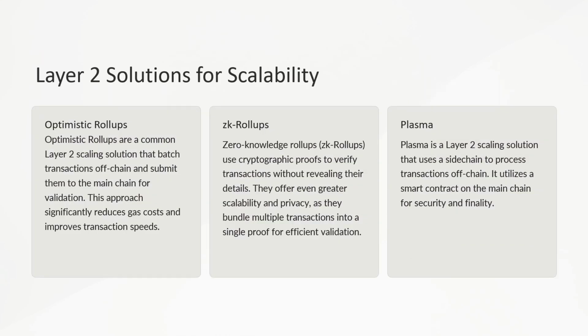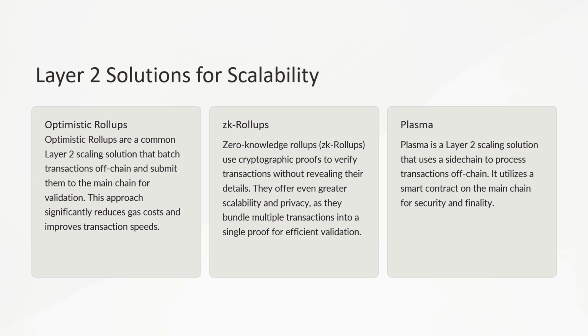Layer 2 solutions for scalability. These are akin to setting up an express lane on a busy highway. Instead of processing every transaction on the main chain, Layer 2 solutions process transactions off chain and then bundle them off for validation on the main chain. This dramatically improves transaction speeds and reduces costs.